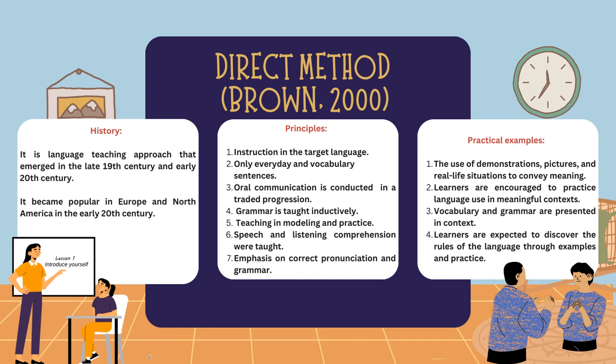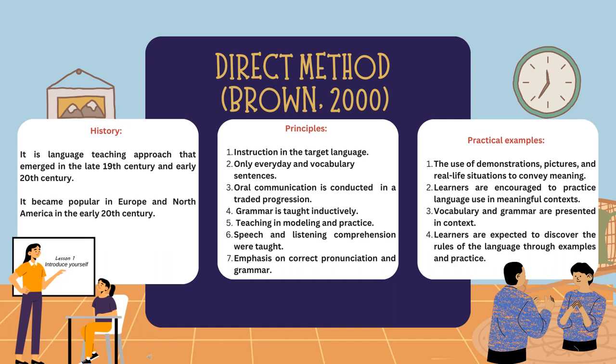From the practical examples, the use of demonstrations, pictures, and real-life situations to convey meaning, that is, the teacher shows directly the language and how to use the language. For example, in learning lexicon, the teacher is going to show the real-life vocabulary the student needs to communicate in their daily conversations. Learners are also encouraged to practice language they use in meaningful contexts.